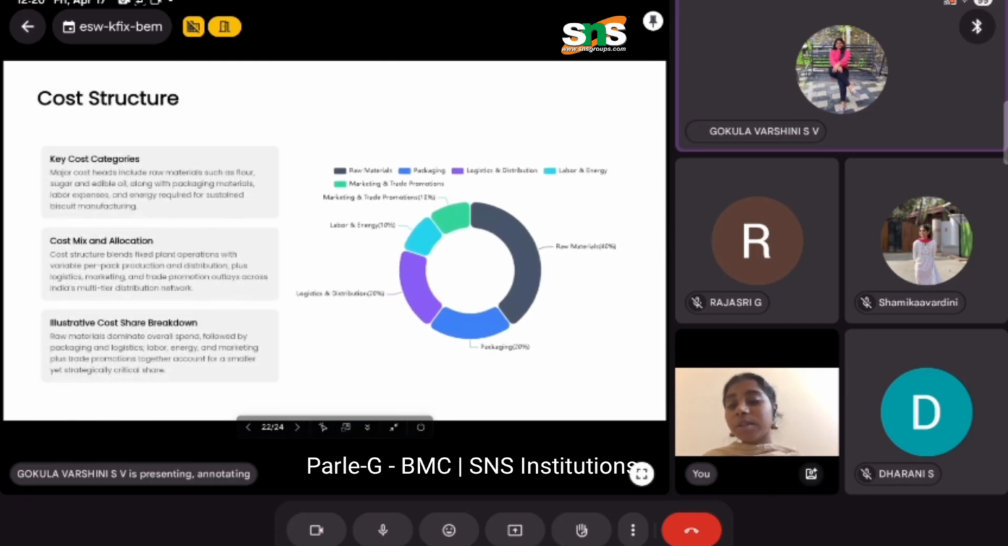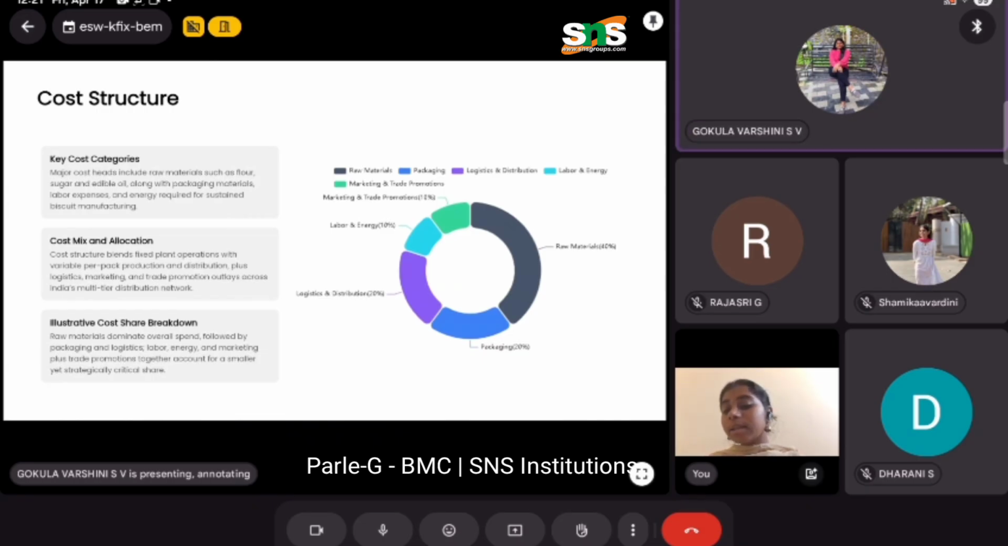So the next one is cost structure. The major costs include raw materials such as flour, sugar, and edible oil that is used to make the base of the biscuits. And the next one is the cost mix and allocation. The structure blends fixed plant operation with variable per pack production and distribution, plus logistics, marketing, and trade promotion outlays across India's multi-tier distribution network.